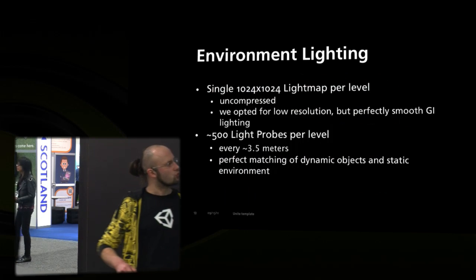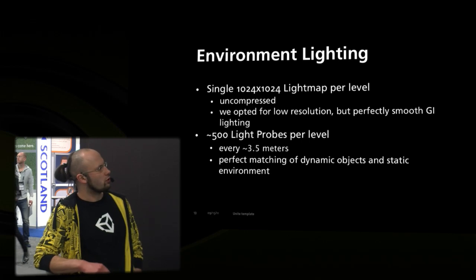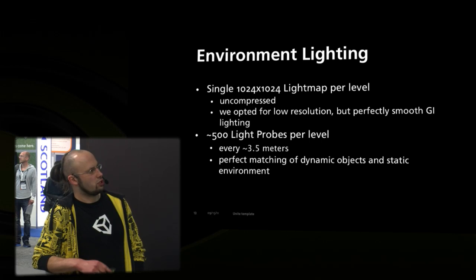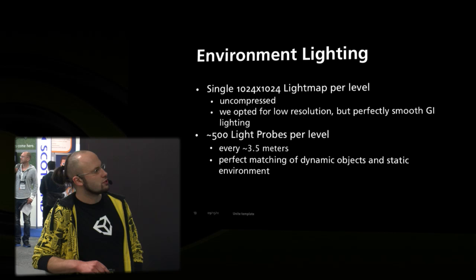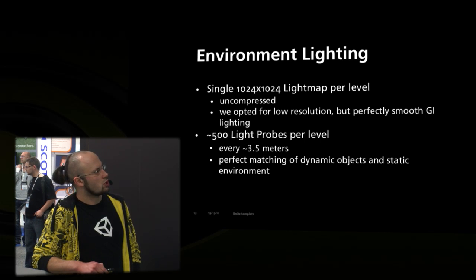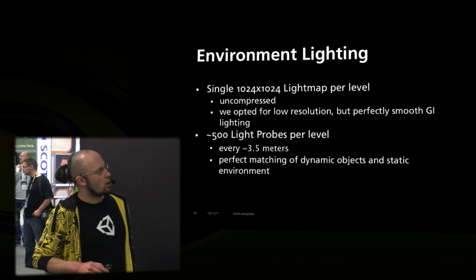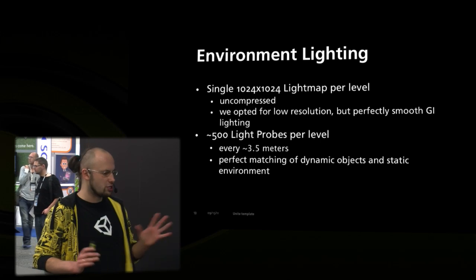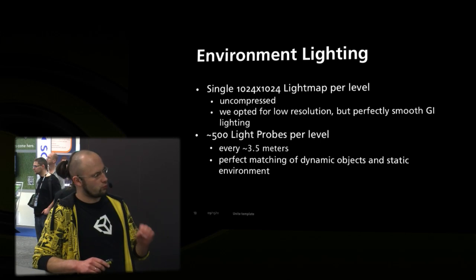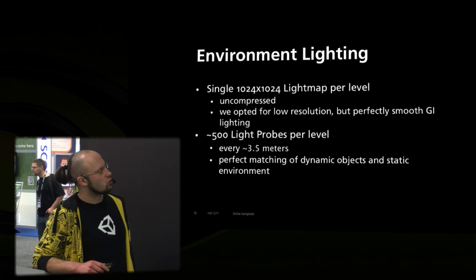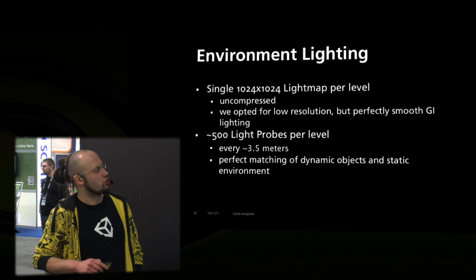I just want to show what resolution we picked for the light maps. We picked 1000 by 1000, more or less per level, and it's uncompressed. The reason to be uncompressed is that it gives smoother GI, much smoother lighting. If we compress the texture, it takes less memory, but it doesn't look that good, even if you upscale the resolution. So we opted to use uncompressed textures for the light map.